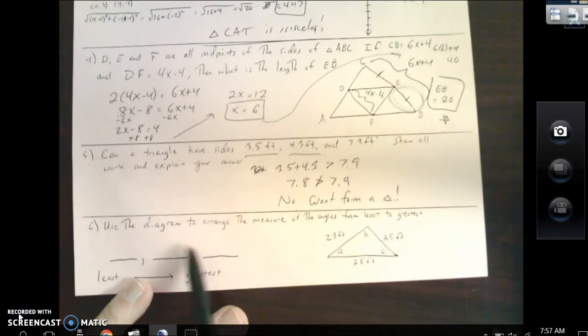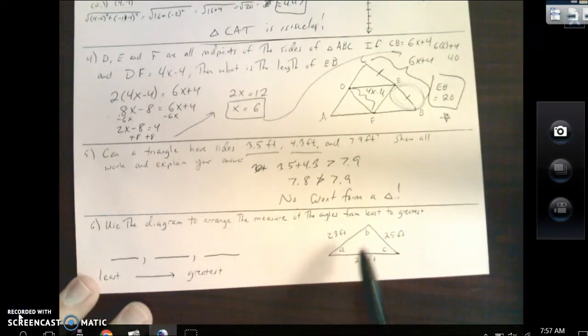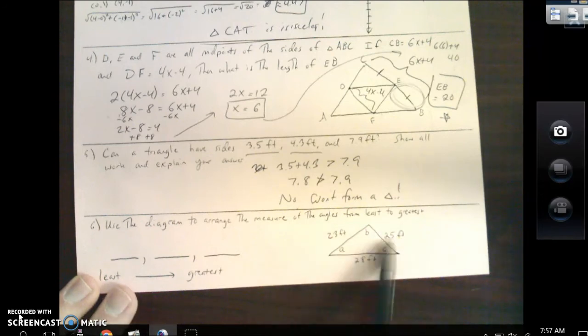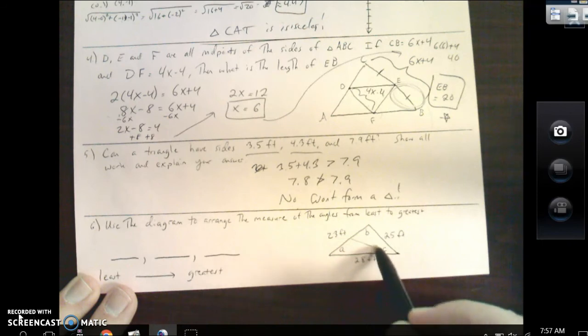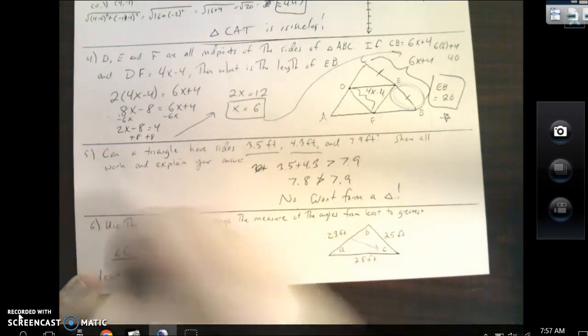Alright, number 6. Use a diagram to arrange the measures from angles from least to greatest. Alright, this is really simple. Find your smallest side. So between 23, 25, and 28, right here, you go opposite of it. So my smallest angle is angle C.